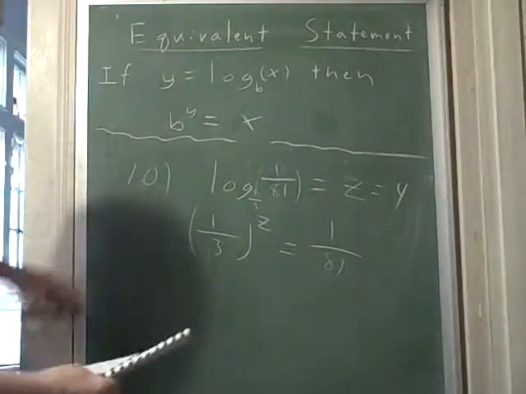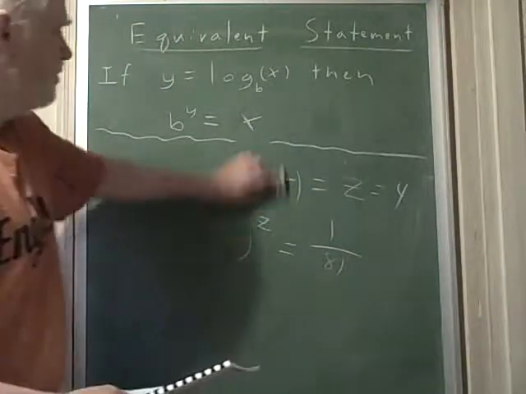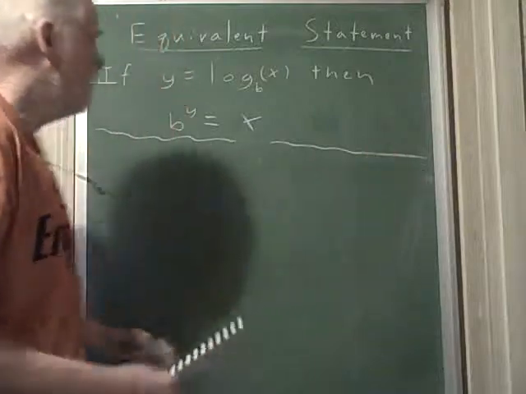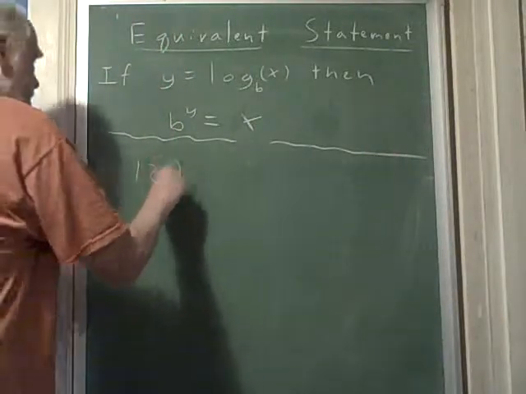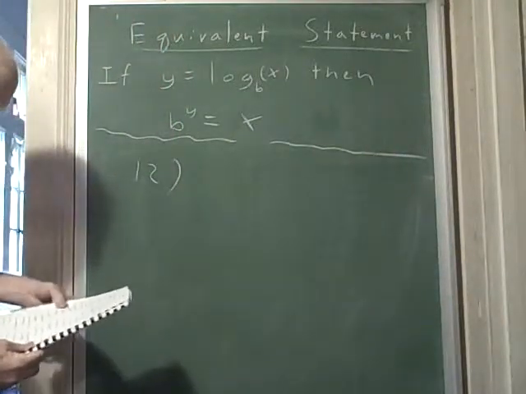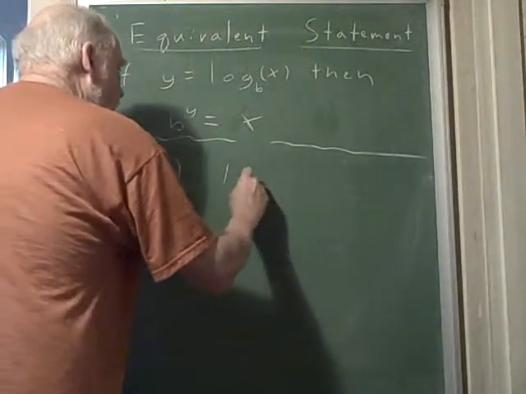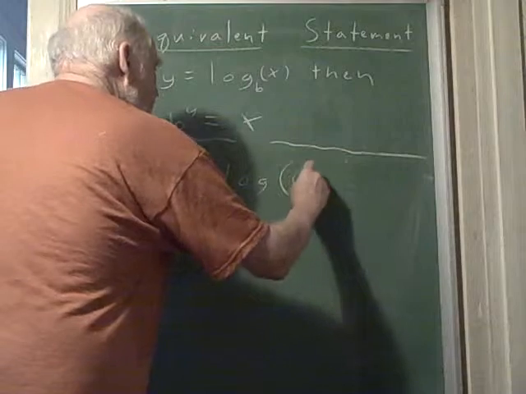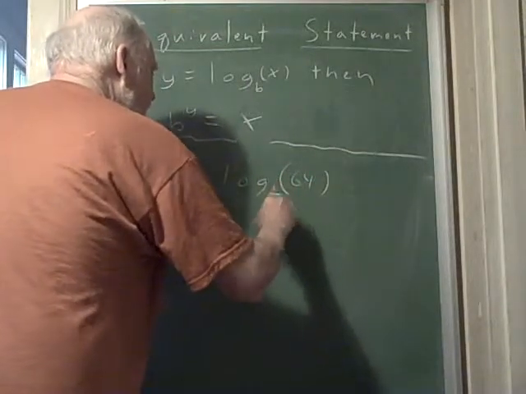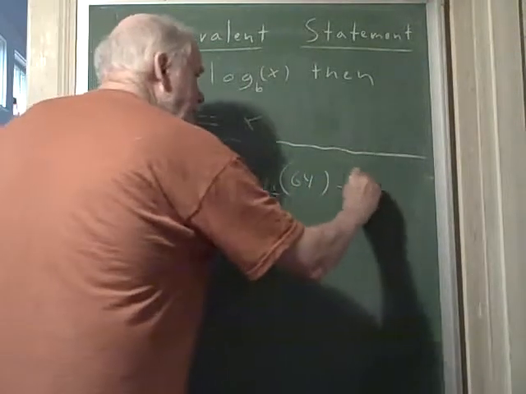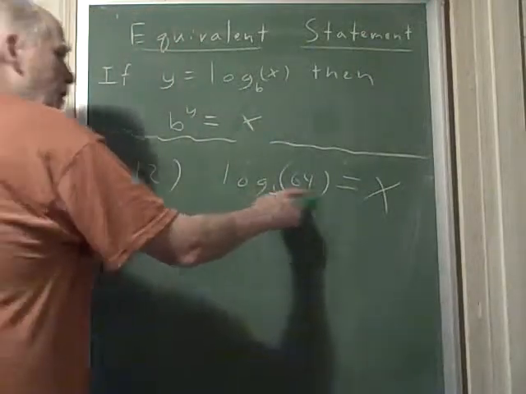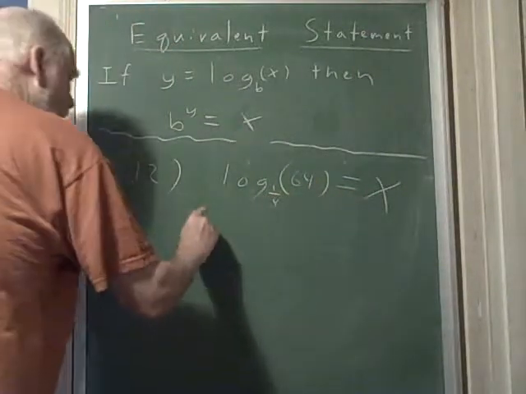Okay? Let's take a look at number 12. Number 12 is the log of 64 base 1/4. Another weird base. And again, you do it the same way. You give it a name. I'll call it x this time. 1/4 to the x power equals 64.